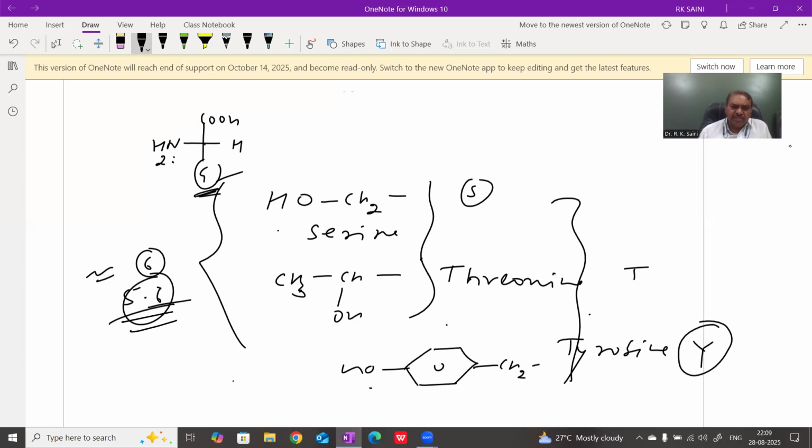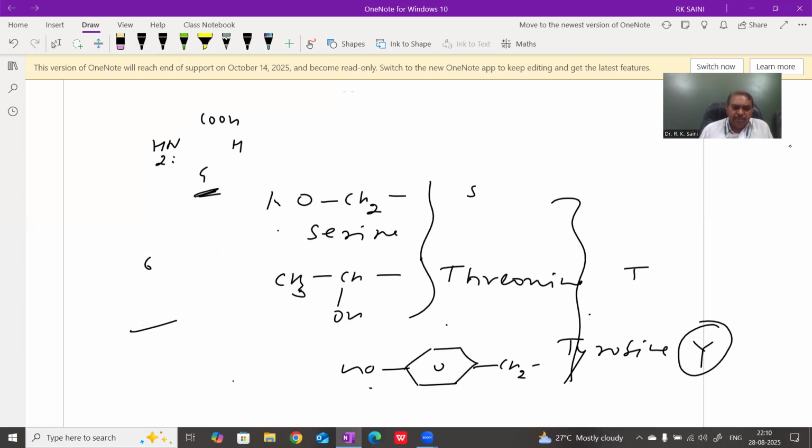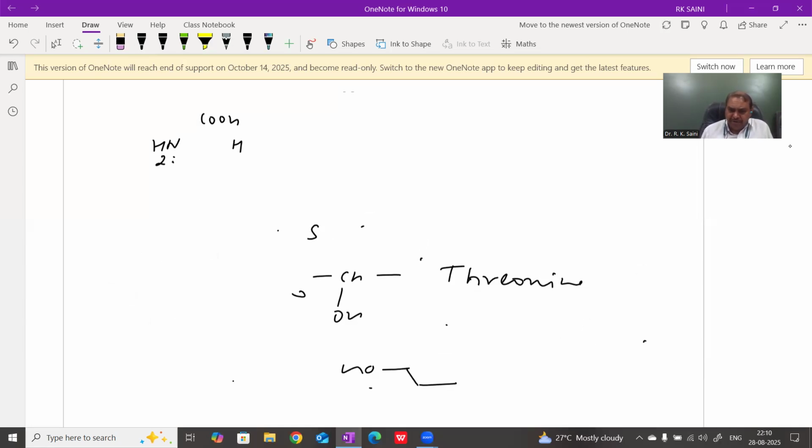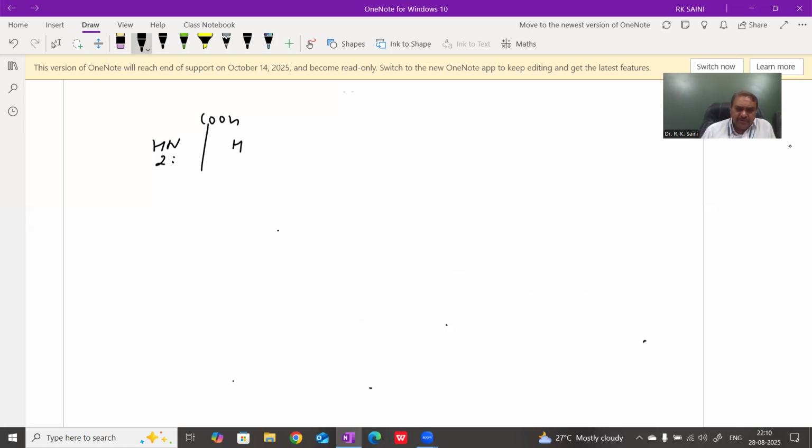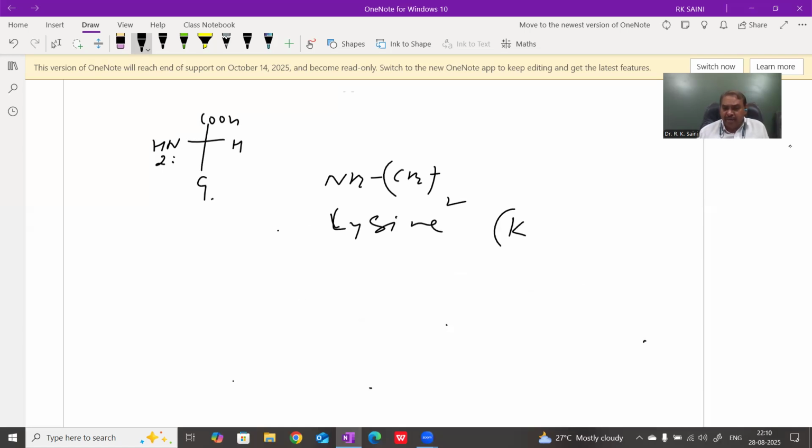Now, some amino acids contain more NH2 groups. For example, lysine, arginine, histidine, proline, etc. When G has NH2 and 4 times CH2, this is known as lysine. It is a basic amino acid, denoted by K, and its pH is nearly 10, 9.8.